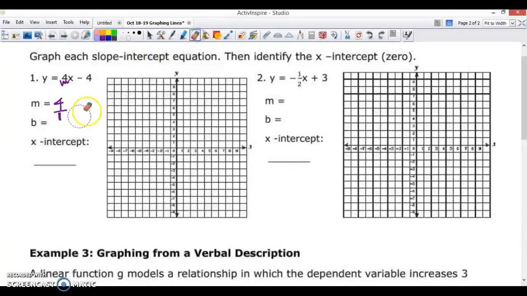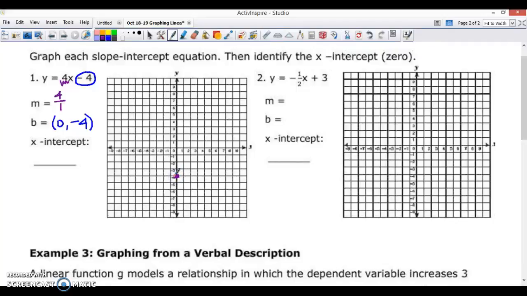Let me leave a little bit more space here. 4 over 1. Okay, then we write the b. It is the constant, and make sure you take the sign in front of the constant and write it as a point, so you know where to put it on the graph. 0, negative 4. I'm going to go ahead and put that in. 0, negative 4 is here.